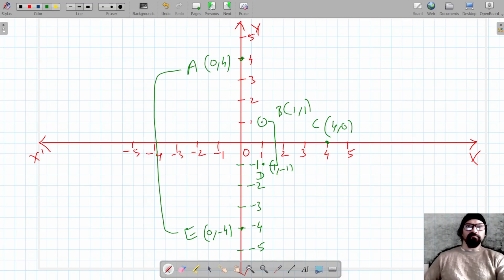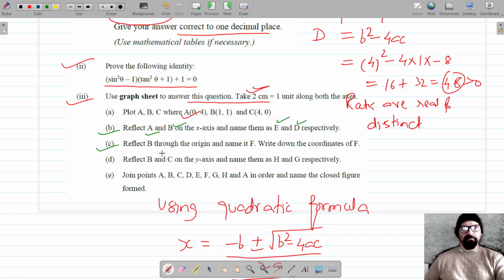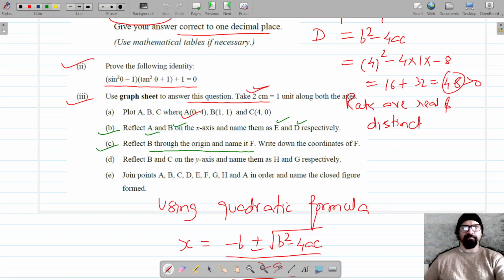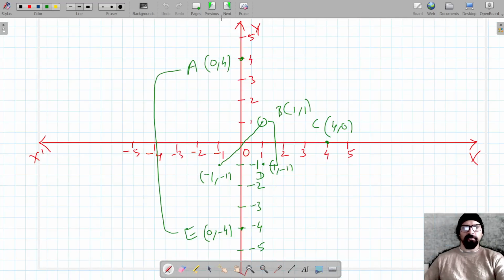Okay. Now, on part C, reflect B through the origin and name it F. So let's reflect B through the origin. Reflecting B through the origin means we are going to the third quadrant. So it becomes -1, -1, and we name it as F. So this is F.